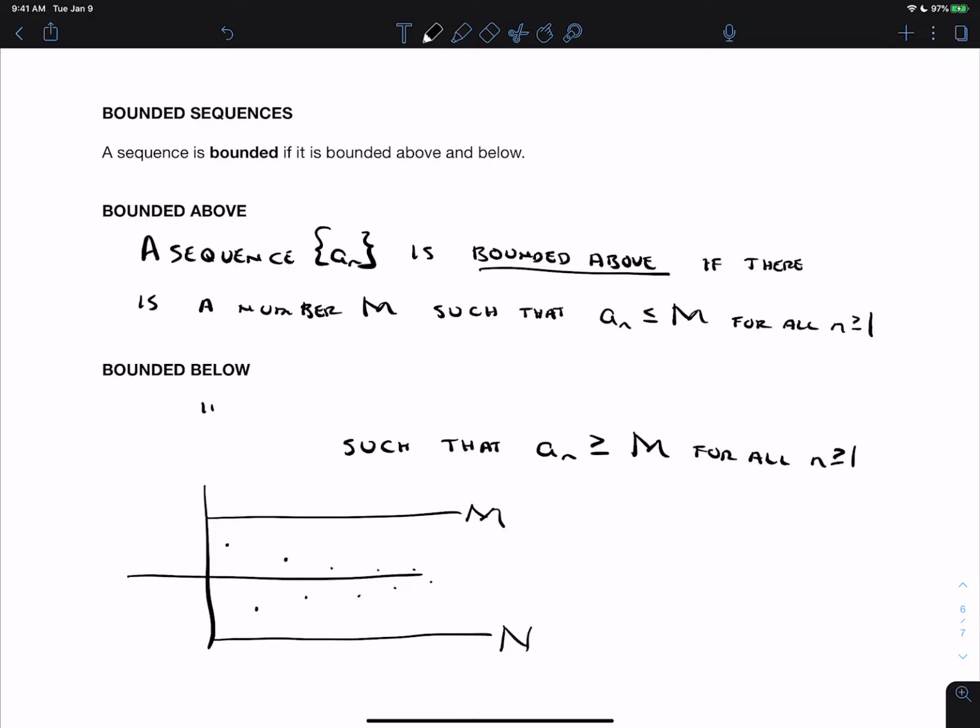Two comments. One is that the sequence itself is bounded. It's bounded above and below, so the sequence that I've drawn there is bounded because it's bounded in both directions. Another thing is that if it's bounded by m, it would also be bounded by anything above that. So if p is some other number above m, then if it's bounded above by m, it's also bounded above by p. There's not a unique upper bound. There's not a unique lower bound. And if it's bounded below by n, it would also be bounded below by a number q down here.